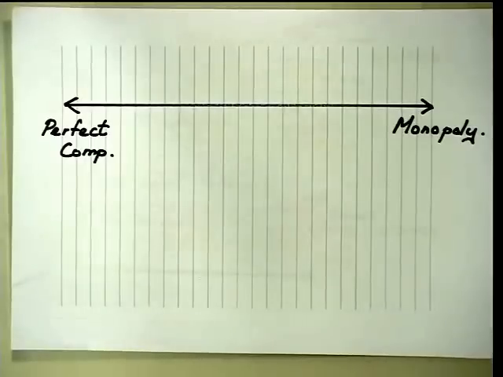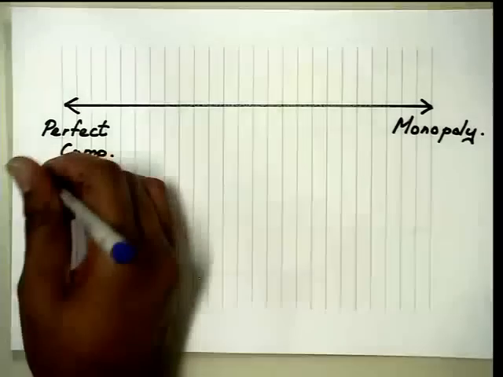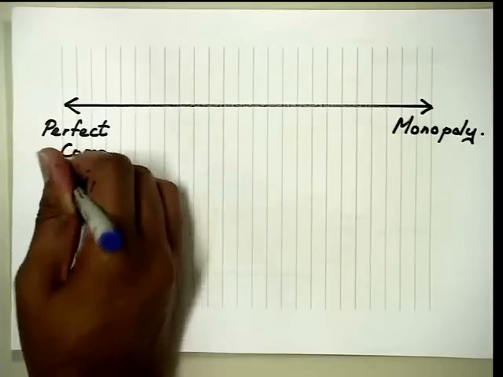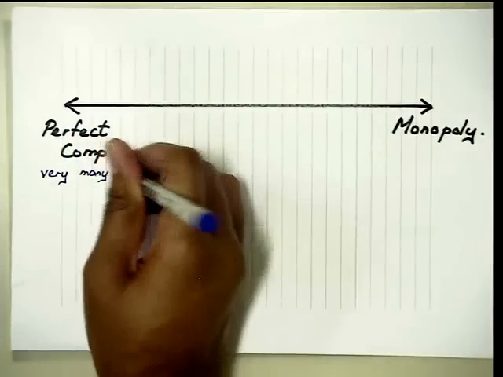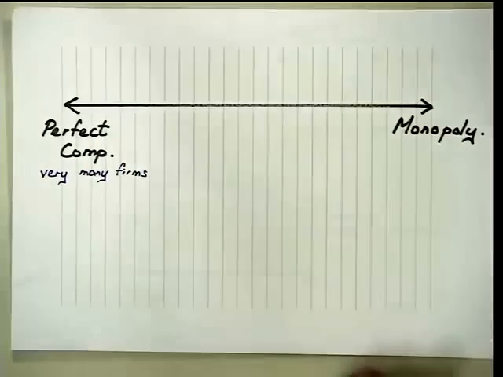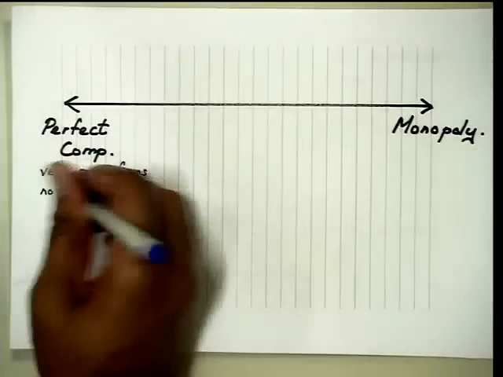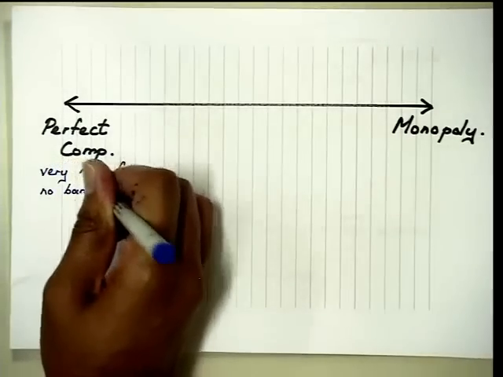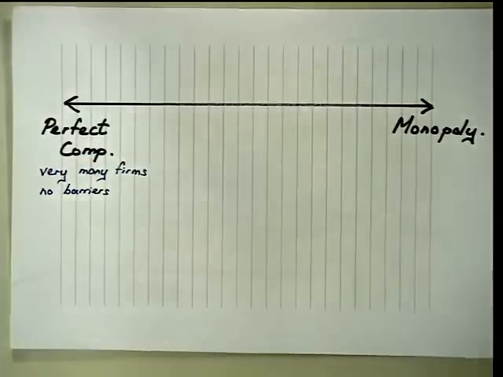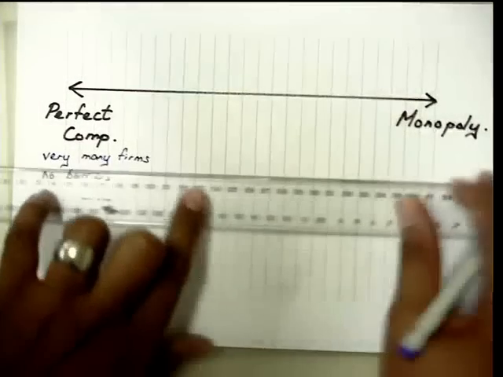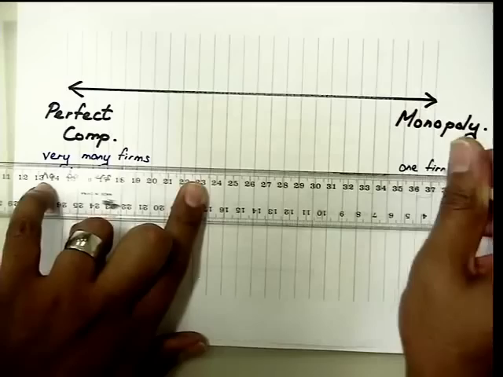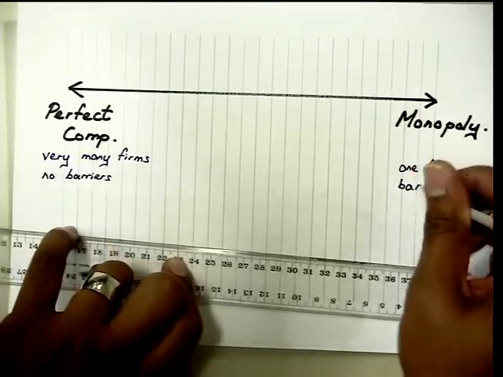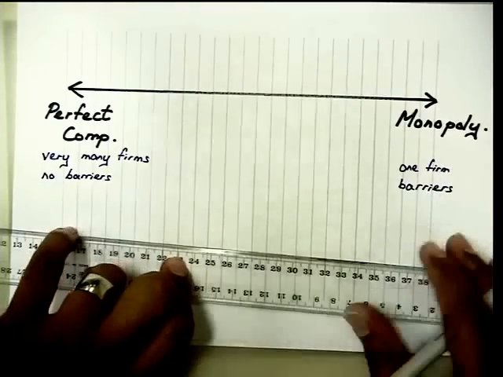Perfect competition, monopoly. Okay, you all know this, but very quickly, how many firms in perfect competition? Very many firms. Why? There are no barriers to entry, no barriers to exit. Monopoly: just one firm. Why? Because there are high barriers to entry.